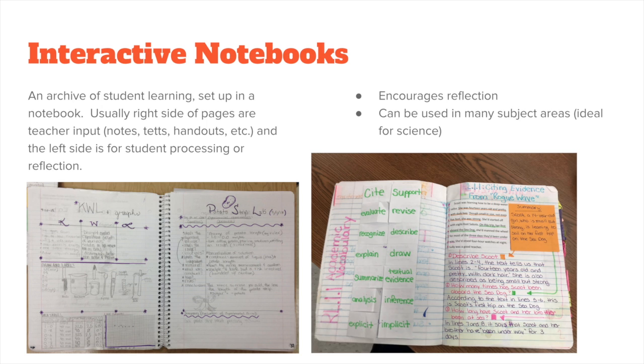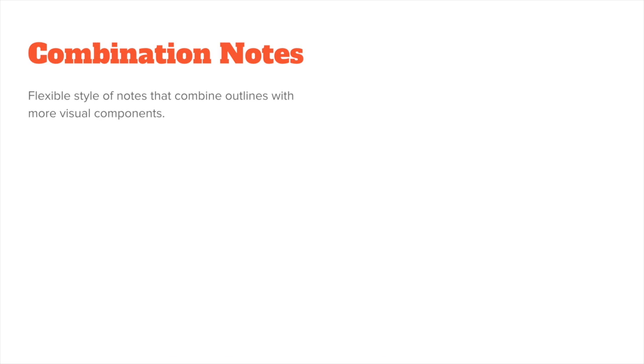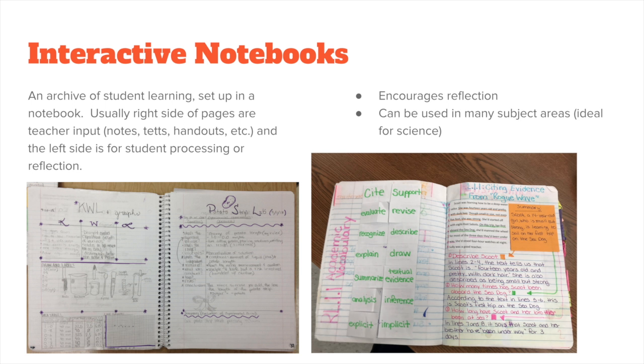Interactive notebooks are something I know some of our science teachers have used with success. And it's just a way to set up student notebooks so that one side of the page is teacher input, so maybe notes, text, handouts, whatever it is that the teacher is giving in class, and then the other side is for student processing or reflection. And so these essentially become the students' notebooks and folders throughout the year, and it's just a nice way to organize and interact. And then the last form they call combination notes, and that's basically just taking any of the combinations, very much like an interactive notebook where one side maybe is an outline or formal notes. The other side is a visual, a web, a graph, whatever it is your content might need.